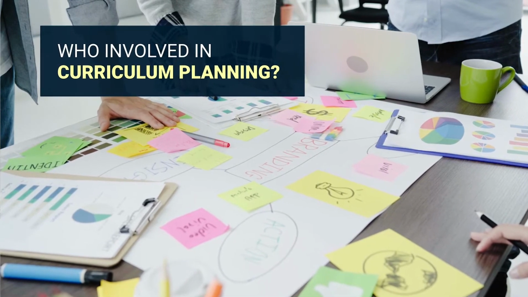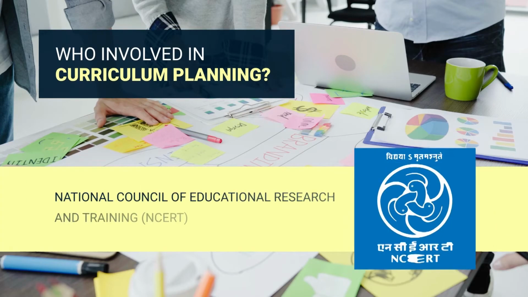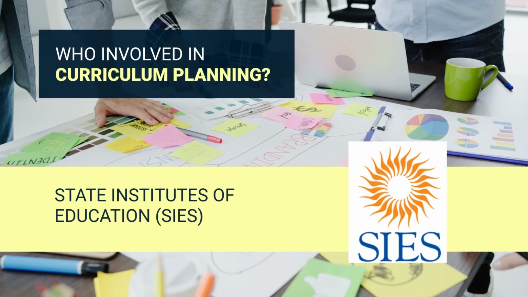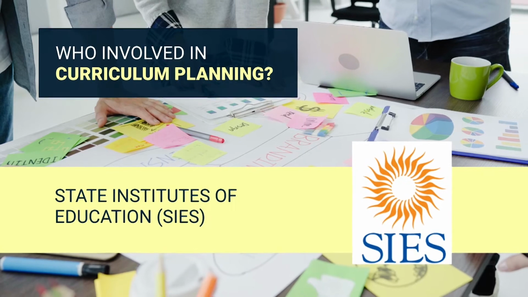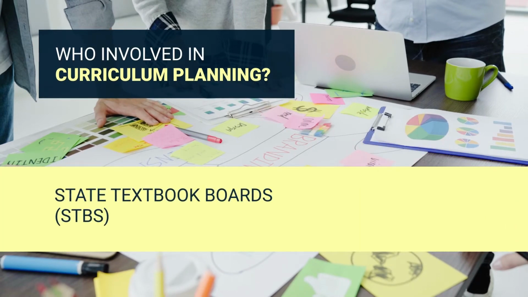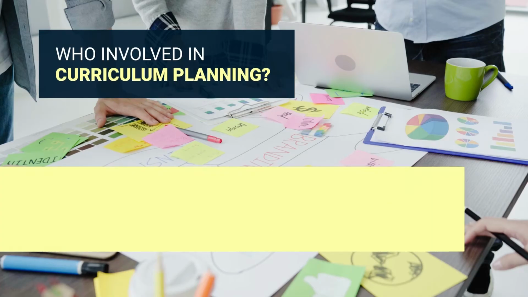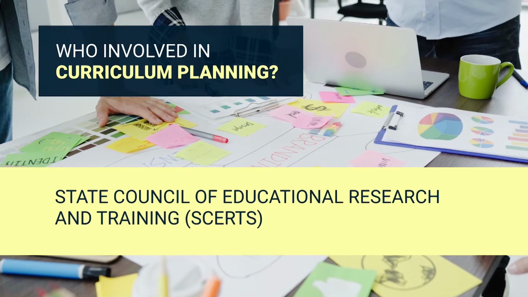When we talk about curriculum and its framework, a genuine question comes to our mind: who is involved in curriculum planning, who planned the curriculum. Let us focus upon it. On your screen you might be visualizing the National Council of Educational Research and Training, NCERT, at the national level, then State Institutes of Education, SIEs, at the state level, then State Textbook Boards, STBs. Their work is to develop, construct and design textbooks. And further the State Council of Educational Research and Training, which is called SCERT.